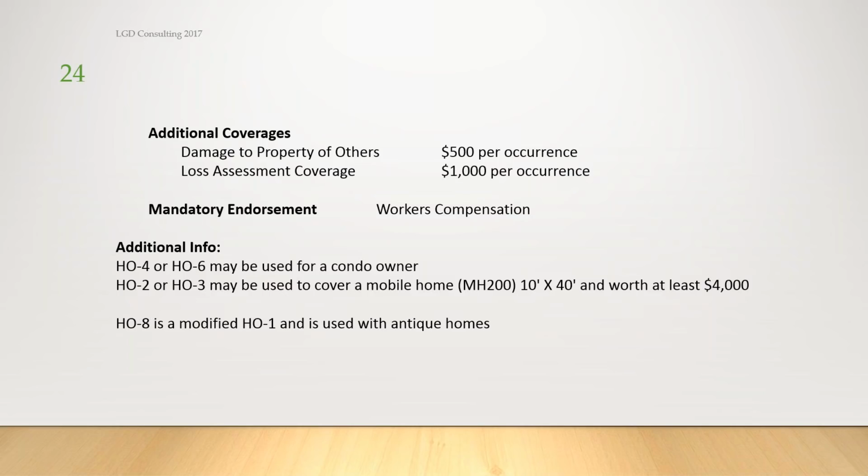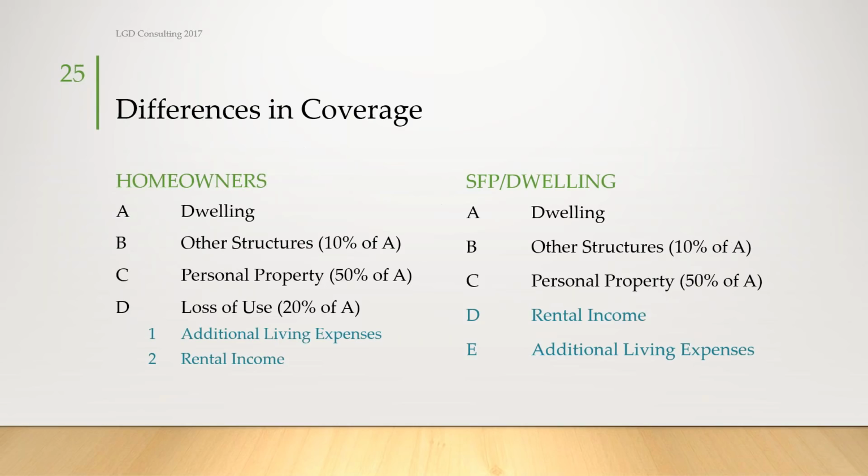Some additional coverages. Again, if you watch the property and casualty webinar that I have, I go into this with a little more detail. It's more of an adjuster topic, so we're just going to blow through this. You do need to know the differences in coverage. Homeowners versus dwelling. Homeowners, there's actually 4 parts of the property side, A, B, C, and D. Dwelling, standard fire policy, there's actually 5. But D and E, D is lost rental income and E is additional living expenses. Under homeowners policy, we just combine it and call it loss of use.